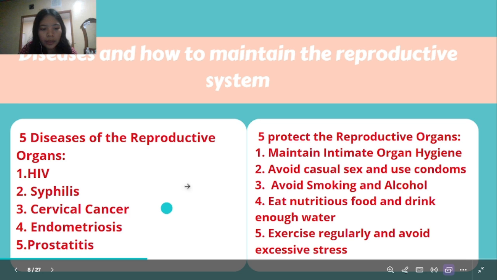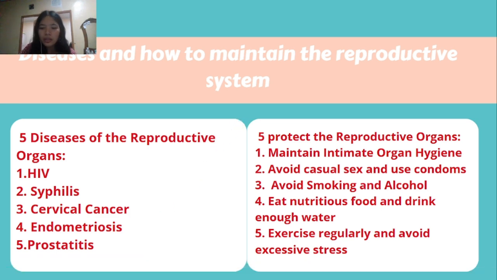And the fourth, endometriosis. Endometriosis is a condition where tissue similar to the lining of the uterus grows outside the uterus and causes pain and discomfort. And the fifth, the last, prostatitis, is inflammation of the prostate gland, which can cause pain, difficulty urinating, and other symptoms.